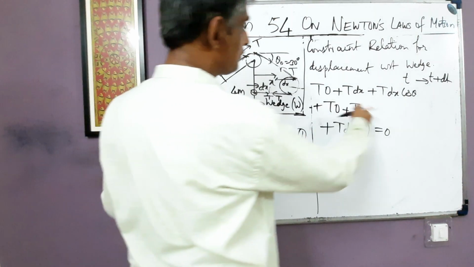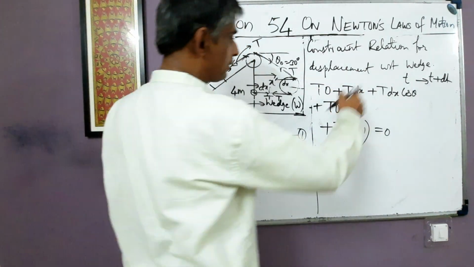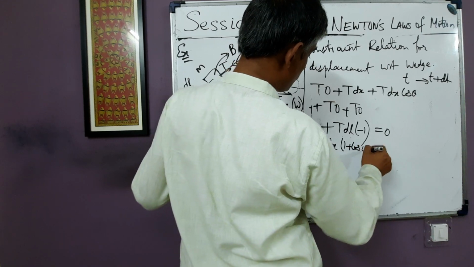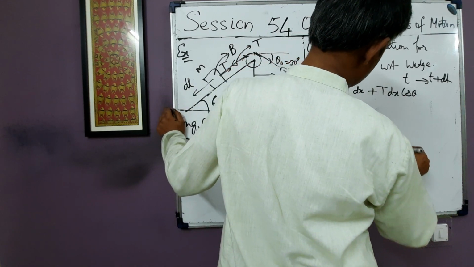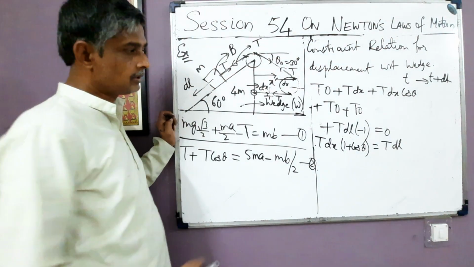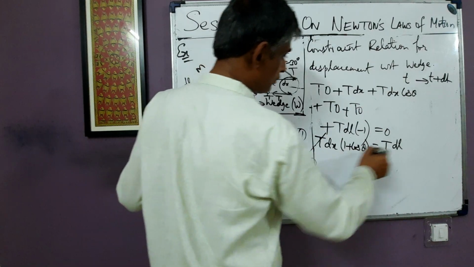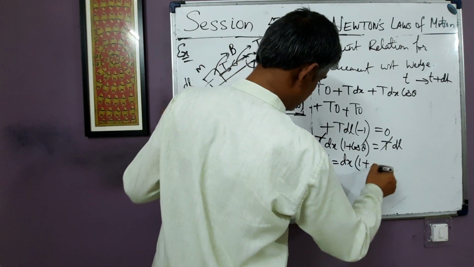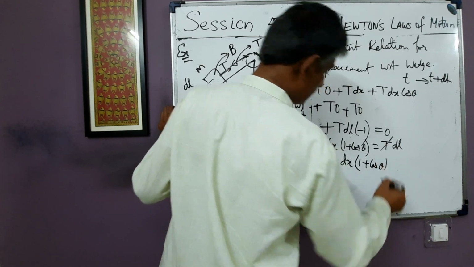So here we see T into 0 goes away, this also goes away. So what do we get? T into dx into 1 plus cos theta is equal to T dl. Alright, fine. On simplifying, T cancels out. T goes away. So we get dl equal to dx into 1 plus cos theta. This is what we get.